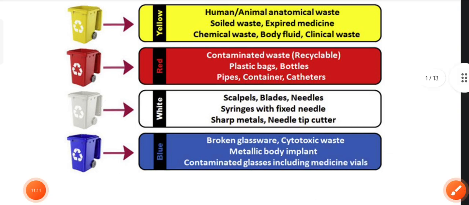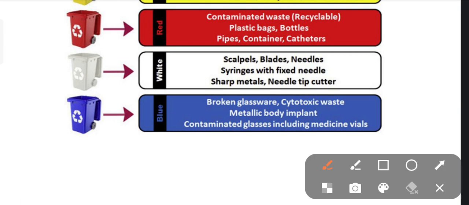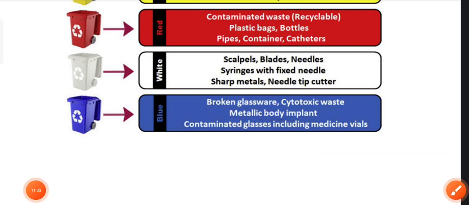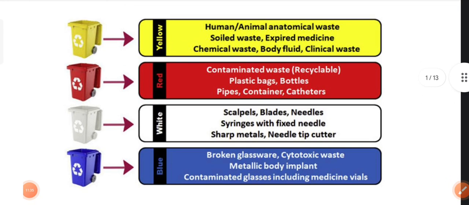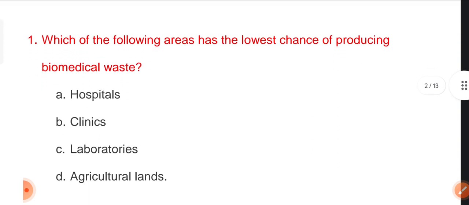And the last one is the blue color bin. In the blue color bin, we put broken glassware, cytotoxic waste, and metallic body implants, which we commonly see in the ortho department, and contaminated glass including medicine vials. So in every color category, we have to dispose according to the color code. I hope you understand about the biomedical wastage. So now we will go to the multiple choice questions.